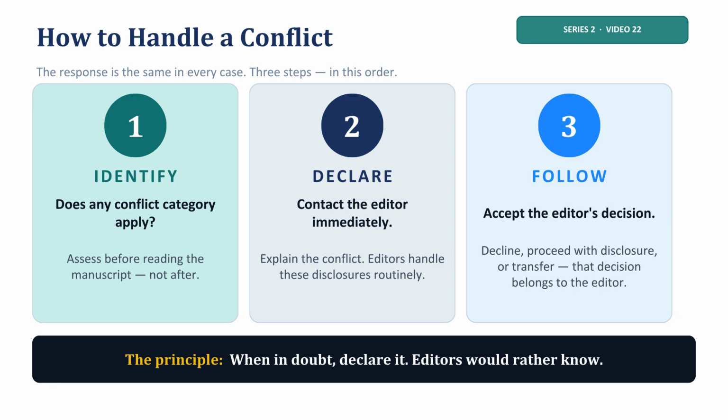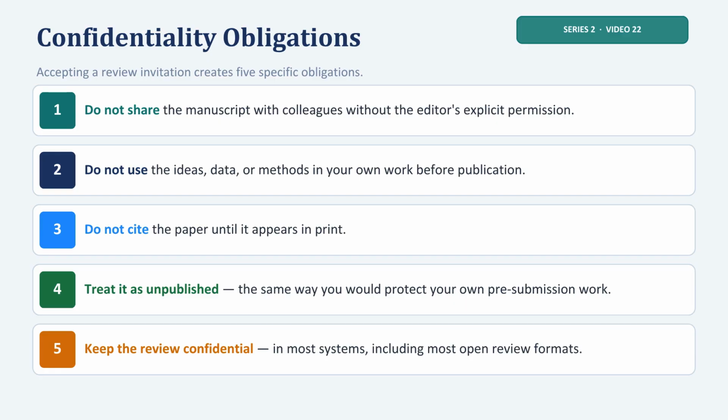Third, follow the editor's guidance. The editor will decide whether the conflict is disqualifying, whether proceeding with full disclosure is acceptable, or whether the review should be transferred. That decision belongs to the editor. The principle that applies in every ambiguous case: when in doubt, declare it. Editors would rather know. Accepting a peer review invitation creates five specific confidentiality obligations.